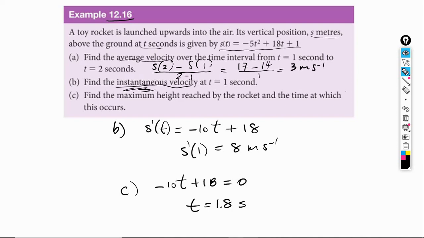Okay, so in order to find the height it had, the maximum height, just plug this into the original function, right? So we need to do s of 1.8. And s of 1.8 will give us approximately 17.2 meters, rounded to 3 significant figures.